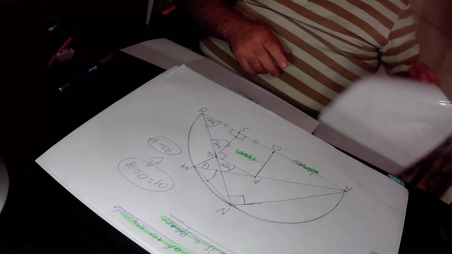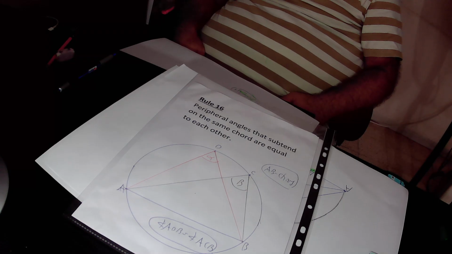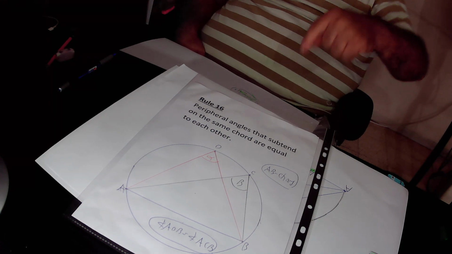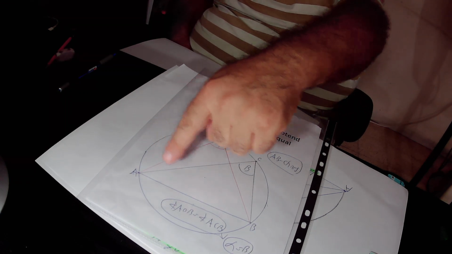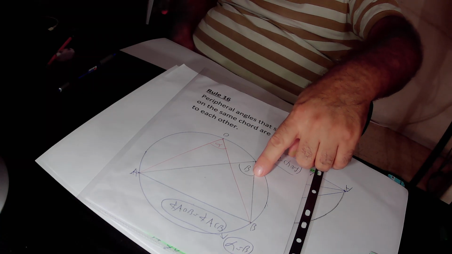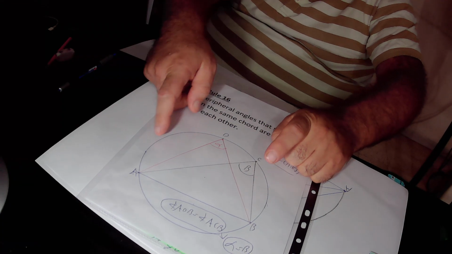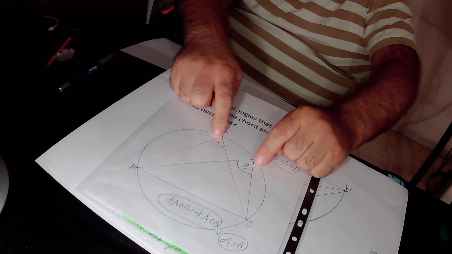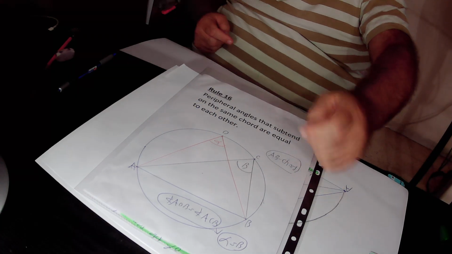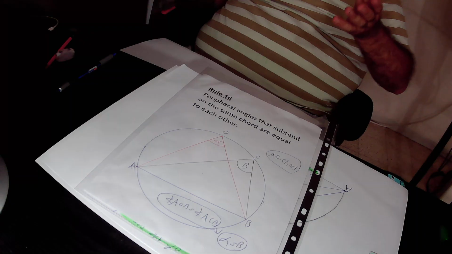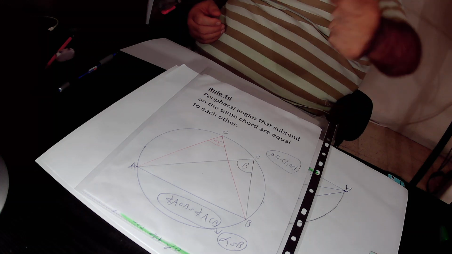Let me repeat rule 16 quickly. According to rule 16, peripheral angles that subtend on the same chord are equal to each other. In the drawing we have a circle. This is peripheral angle AOB that subtends on chord AB. Likewise, this is peripheral angle ACB that subtends on the same chord, chord AB. And because those two peripheral angles subtend on the same chord, chord AB, they must be equal to each other in their sizes. That is to say, peripheral angle AOB equals peripheral angle ACB, or alpha equals beta. So if two or more peripheral angles subtend on the same chord, then they must be equal to each other in their sizes.